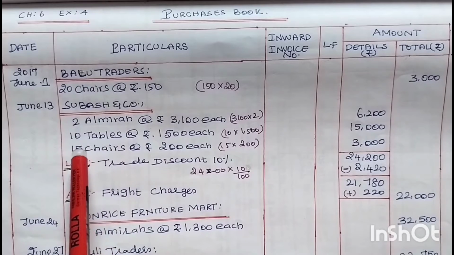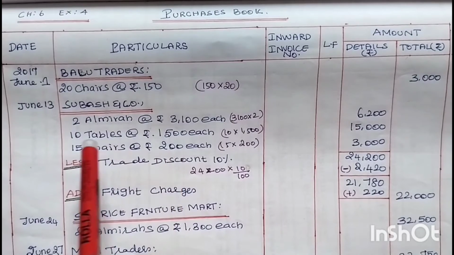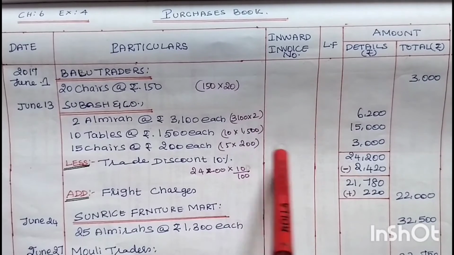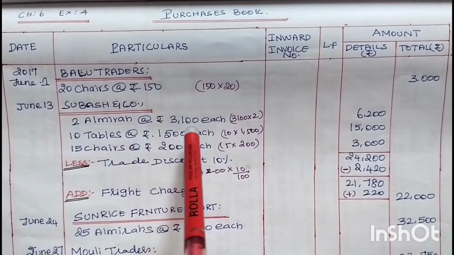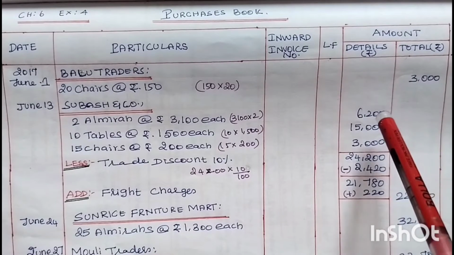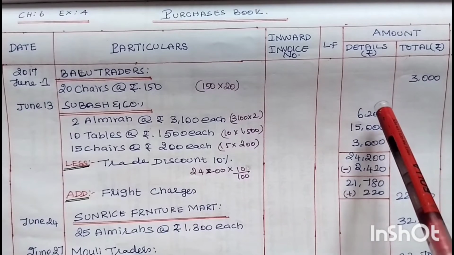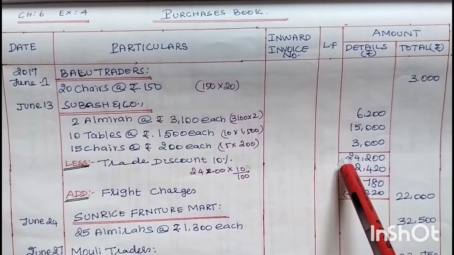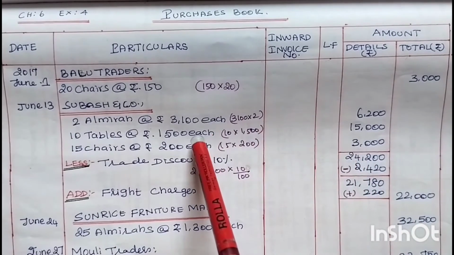Then 15 chairs at rupees 200 each. So each chair is rupees 200. How much for 15 chairs? We have to multiply 15 into 200. We got 3000 rupees. We enter 3000 rupees into the details column. So we enter all the details of the items into the details column. Then we have to find the total of the items. That is, we have to add 6200, 15,000 plus 3000. How much did we get? We got 24,200. This is the total value of the given goods.